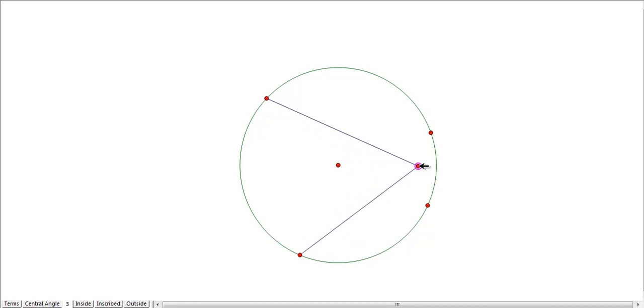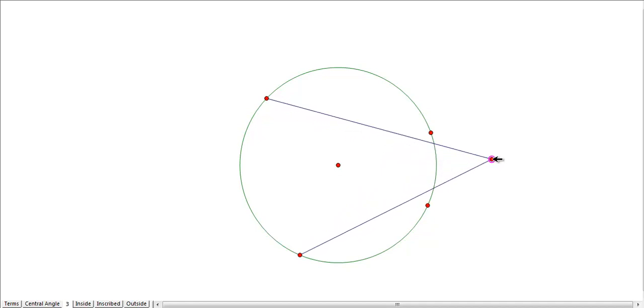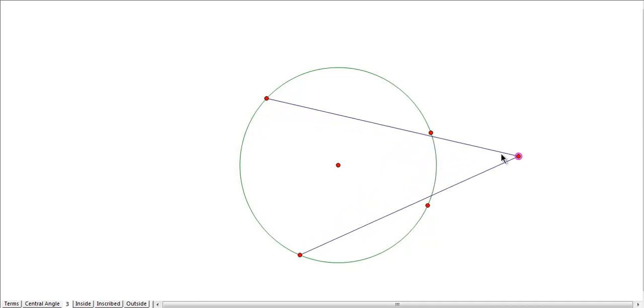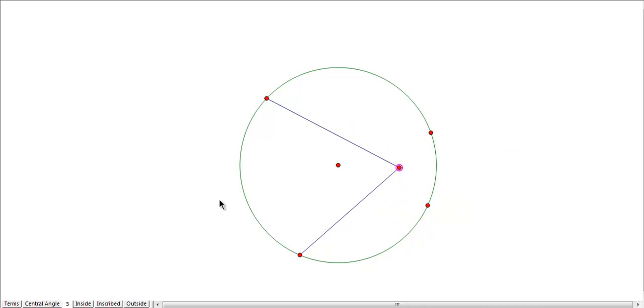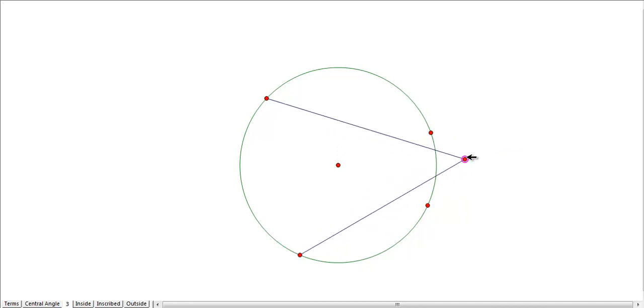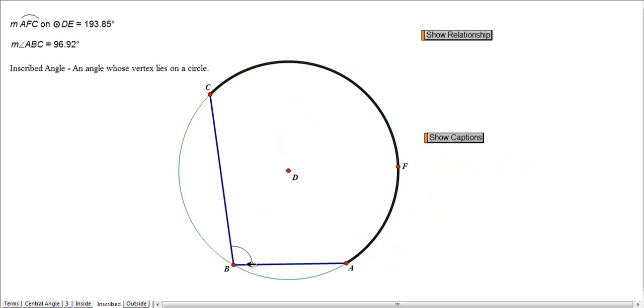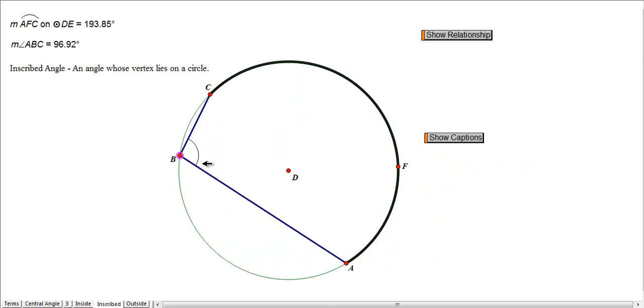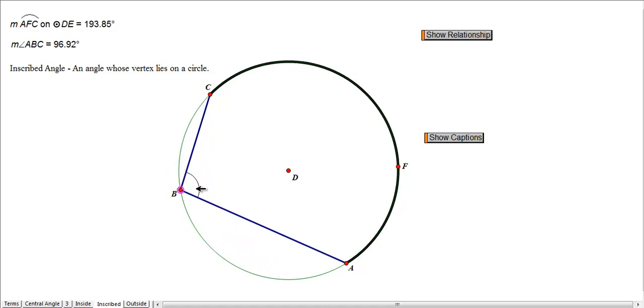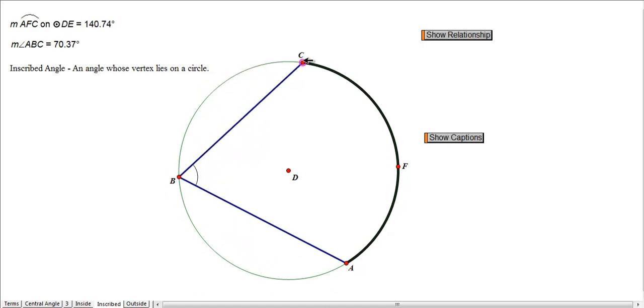And notice that the further I pull this point away, what should be happening here? It looks like this angle is getting smaller, even though this arc isn't changing. And that can give us some intuition into what to expect here. So if we have a situation where the angle is actually on the circle, okay, first of all, that's called an inscribed angle, so write that definition down. But in this case, maybe you can see a little more clearly what the relationship between these two numbers is.